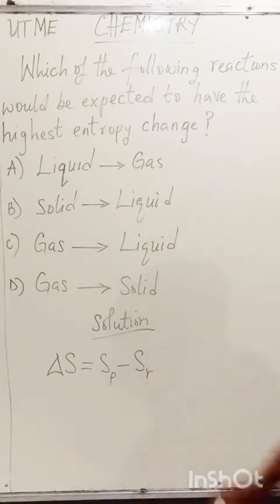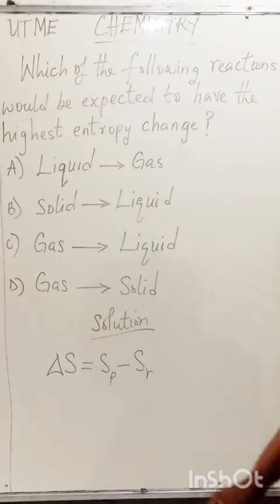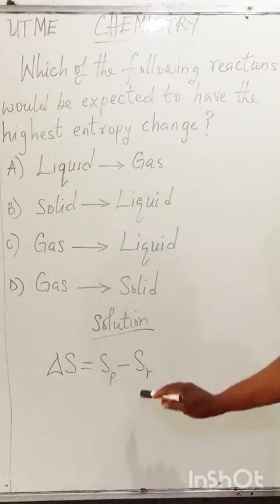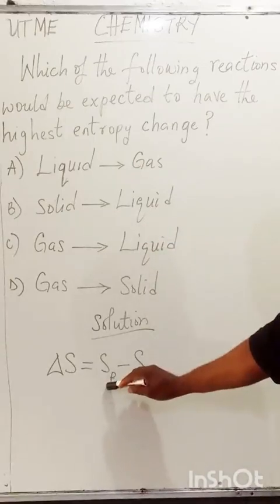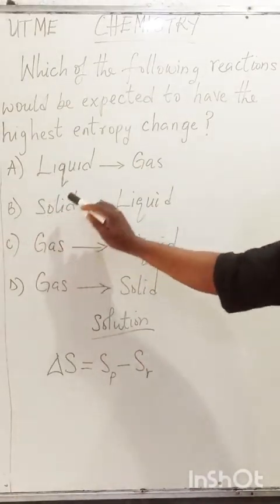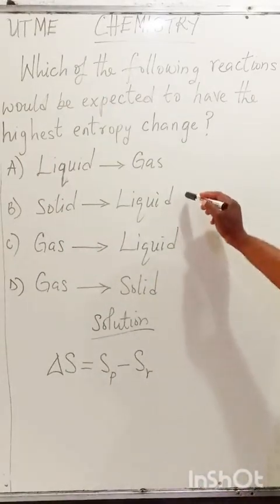And then let's check option B. The reactants here are solids, so we'll have solids here. The product is liquid, with an average value, minus the solids, which is a low value. What are we going to have? We're going to have a positive value here.